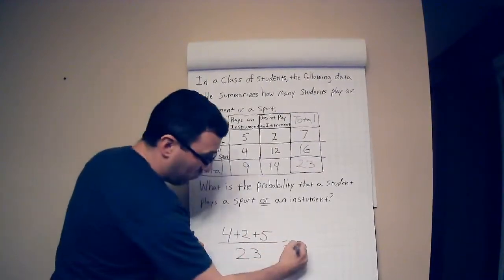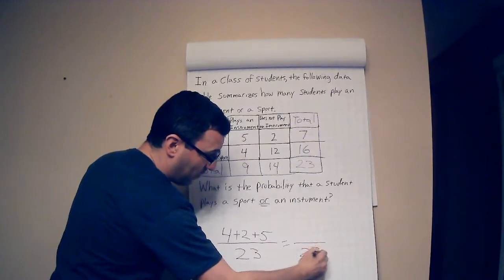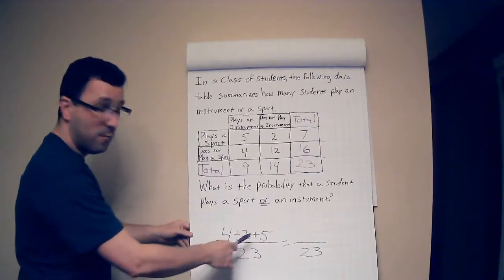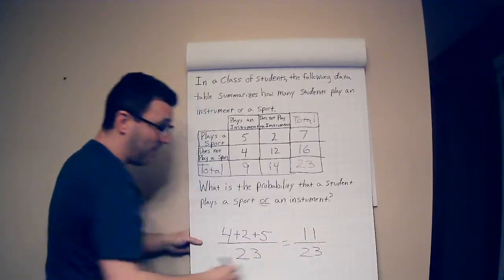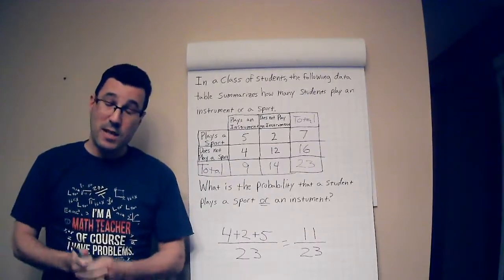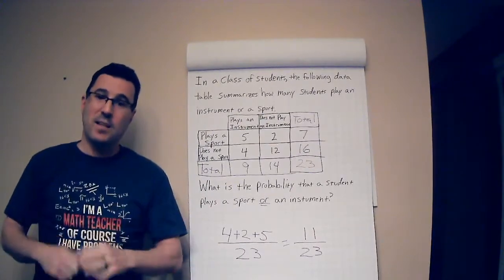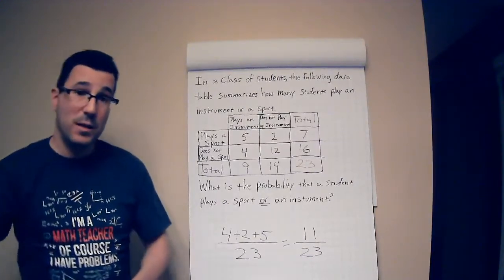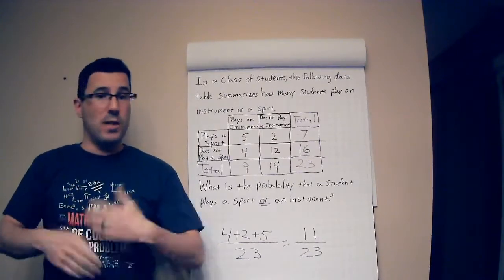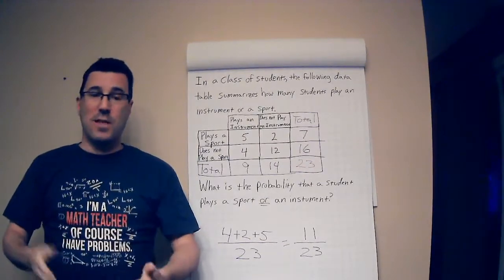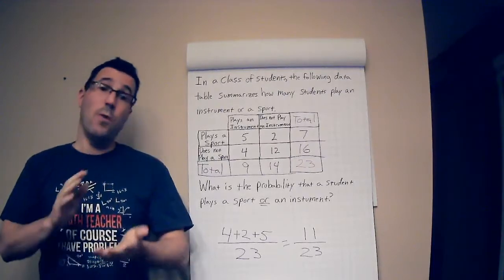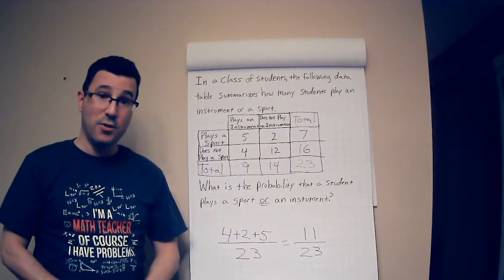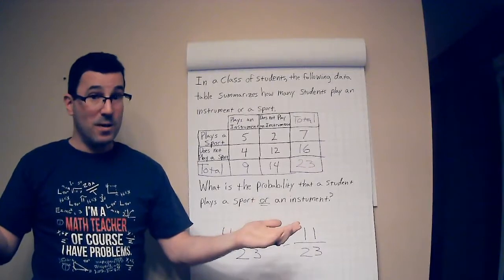So when I do that, nothing changes on the bottom. I'm still left with 23. 4 plus 2 is 6, plus 5 is 11. I'm not going to change it to a decimal because I want it to be exact. Fractions are exact values. When you change it to a decimal, there's a possibility that you get a repeating decimal or a decimal that just doesn't end. Anything you do with that, once you cut it off, it's an approximation. We want exact values. That's why this fraction is our answer, 11 out of 23. Okay? And that's how we do probability.